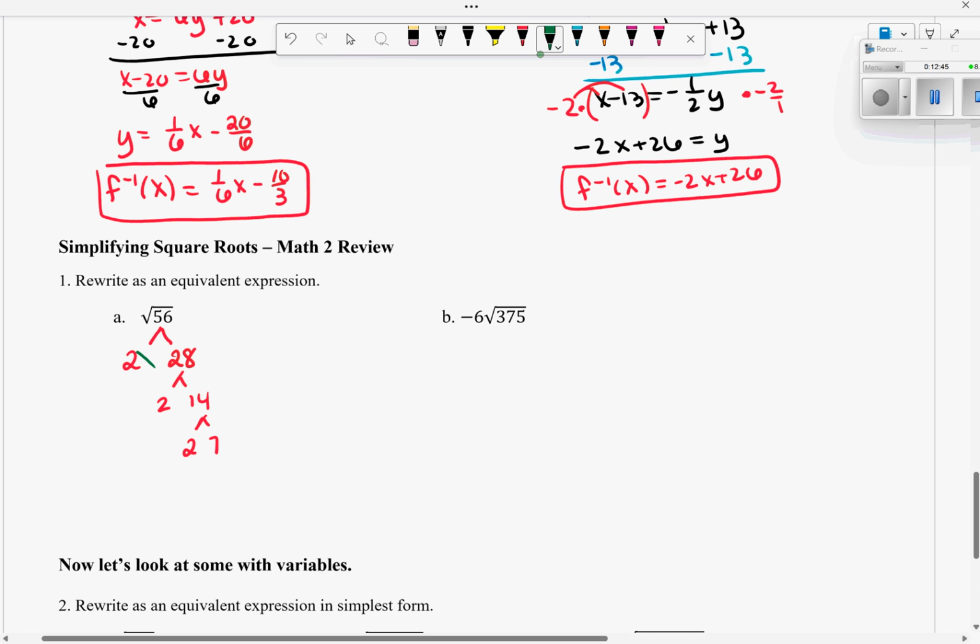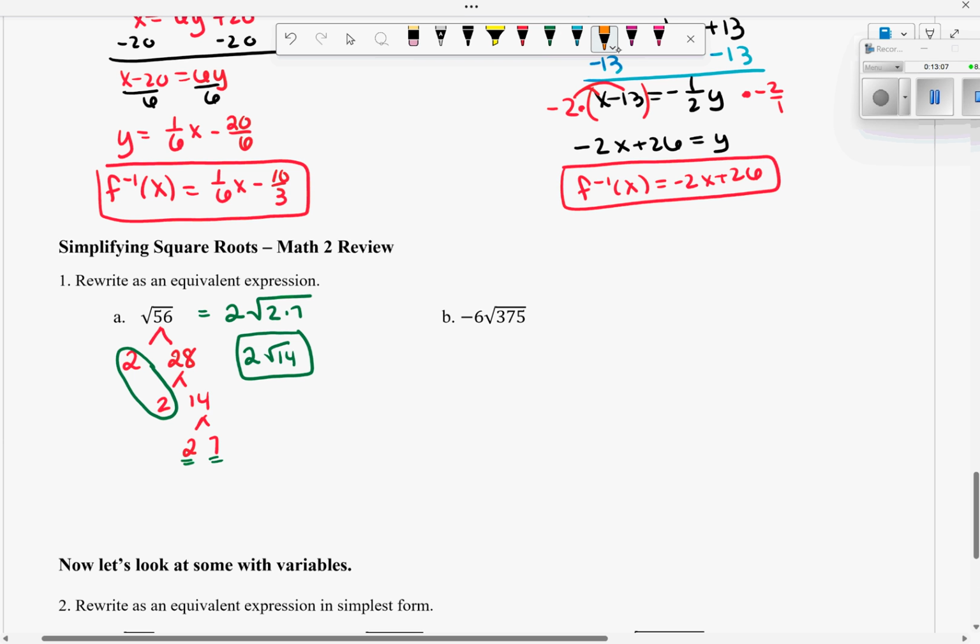And then you look for groups of 2 to take out of the radicals. This makes a group of 2, but this one and this one don't. Anything that makes a group of 2, we put as 1 and goes on the outside. Things that don't make a group of 2 go underneath the radical. So 2 times 7 would stay underneath. So this would be 2 square root of 14. That would be my simplified answer.